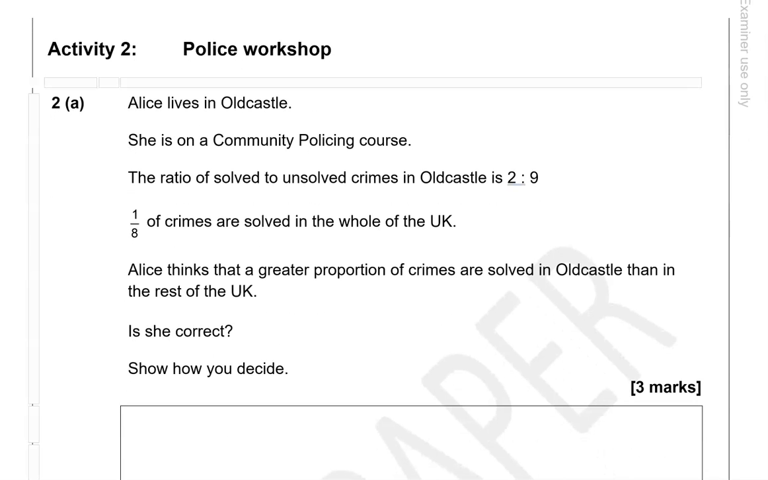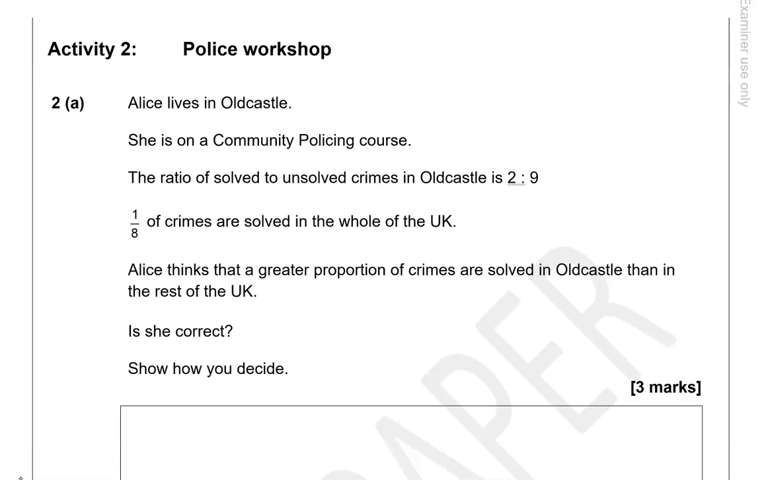Activity 2, Police Workshop. Alice lives in Oldcastle. She is on a community policing course. The ratio of solved to unsolved crimes in Oldcastle is 2 to 9. 1/8 of crimes are solved in the whole of the UK. Alice thinks that a greater proportion of crimes are solved in Oldcastle than in the rest of the UK. Is she correct? Show how you decide.